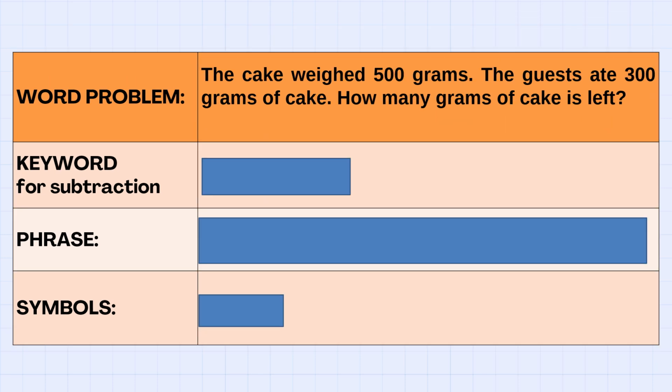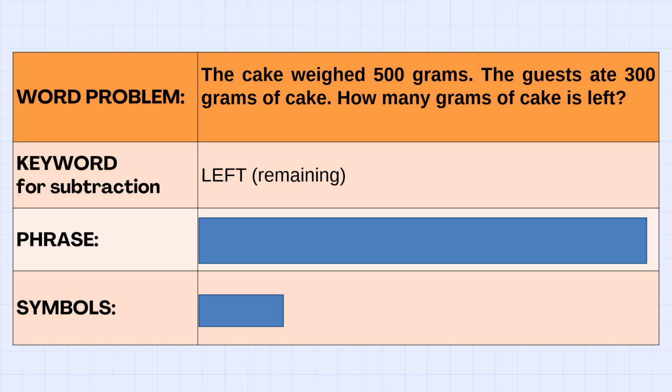Word problem number 2. The cake weighed 500 grams. The guests ate 300 grams of cake. How many grams of cake is left? To understand this word problem, we first identify the keyword for subtraction. It is mentioned already in the last statement in the question form, how many grams of cake is left? So the keyword is left. And when I say left, it means remaining.